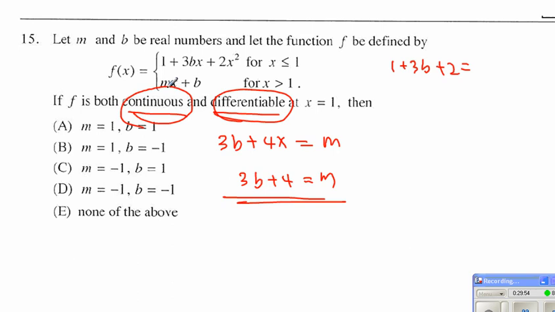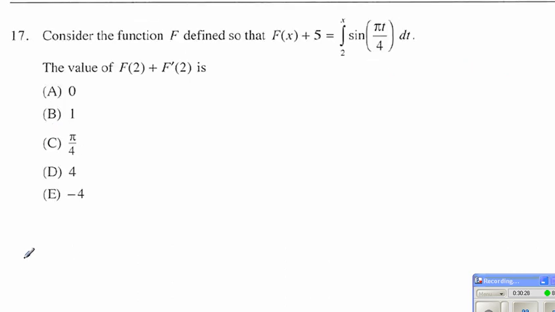once again, in place of m, 3b plus 4, and then plus, because when x equals 1, we're just left with the coefficient. So here we have this. Now 3b cancels out. Then we realize that b, by subtracting 4 from each side, is equal to -1. When b is equal to -1, then m is equal to 1. So 1 and -1. Choice B becomes our answer.